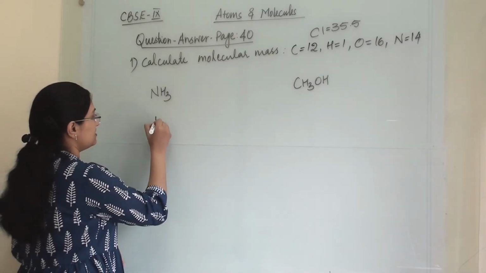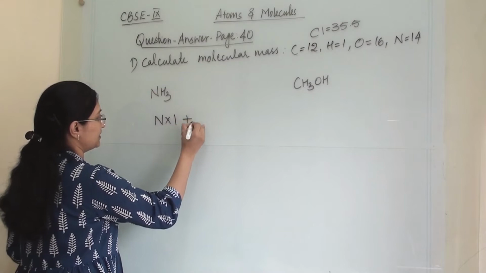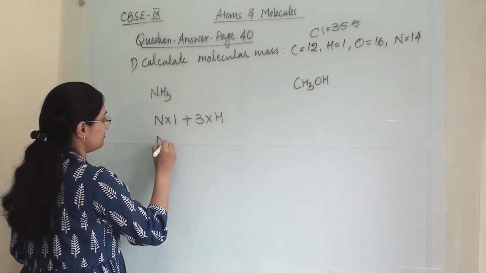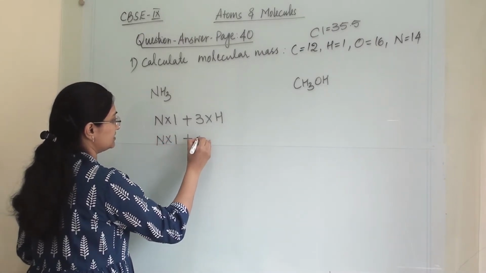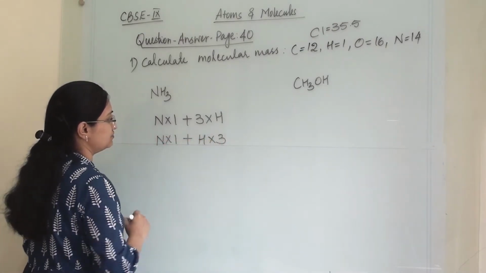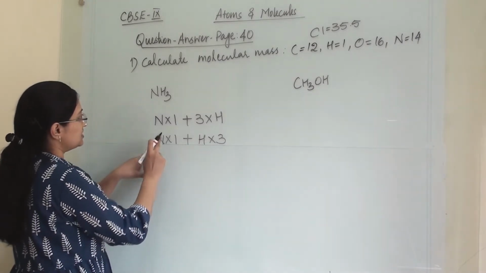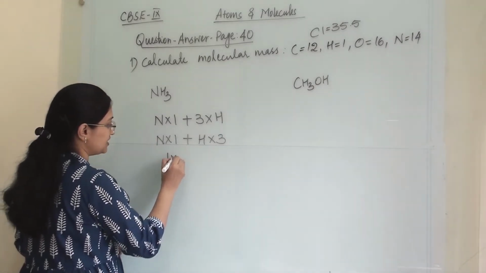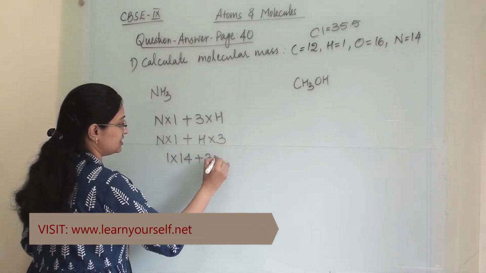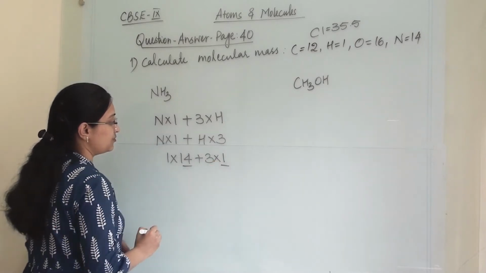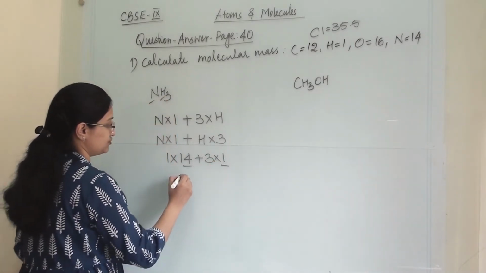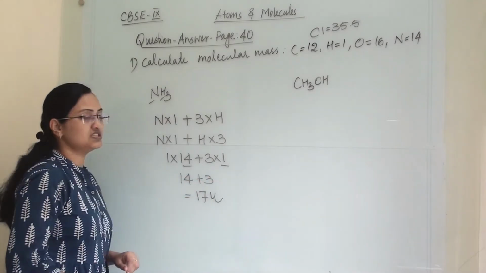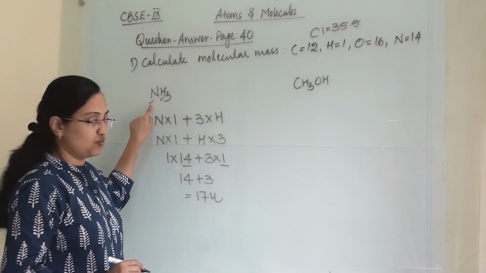So this is ammonia, nitrogen into 1 plus 3 into 1 hydrogen, or we can also write it as hydrogen into 3. Anyway, 1 atom of nitrogen and 3 atoms of hydrogen are present. So 1 into 14 plus 3 into 1. This is the atomic weight for nitrogen and hydrogen. So 14 plus 3 equals 17 unit, the molecular weight for ammonia.